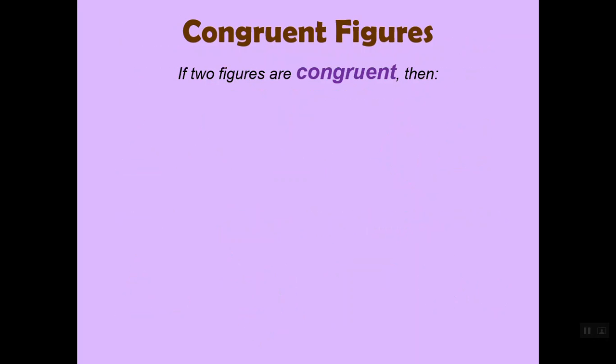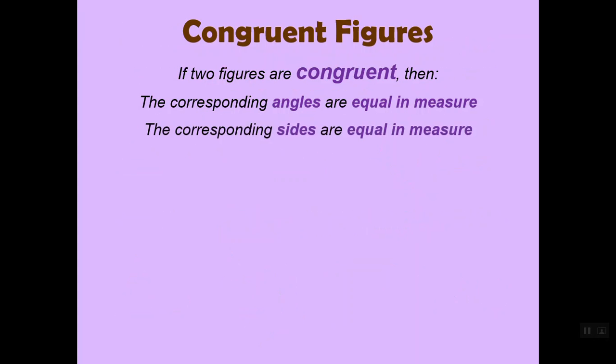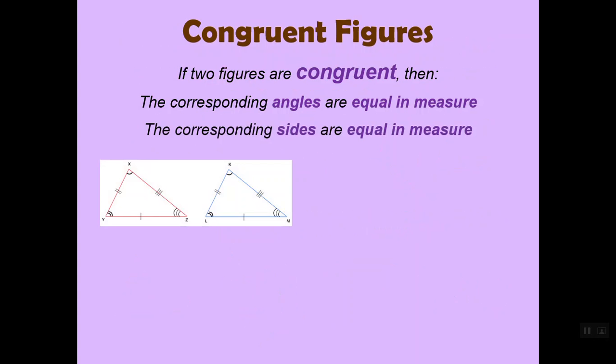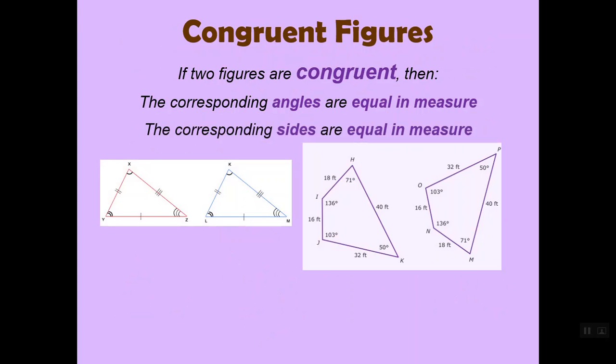So, congruent figures. If two figures are congruent, then we know that the corresponding angles are equal in measure, and the corresponding sides are equal in measure as well. So here you can see all the corresponding parts are equal in measure. It's not as easy to tell sometimes when figures are not aligned in the same way, but you can see that there are corresponding sides here that are both 18 feet long, another 40-foot long segment, and you can see angle measures matching up as well.